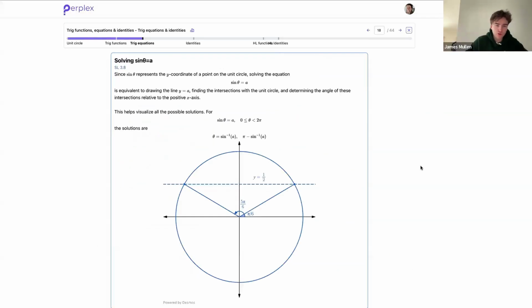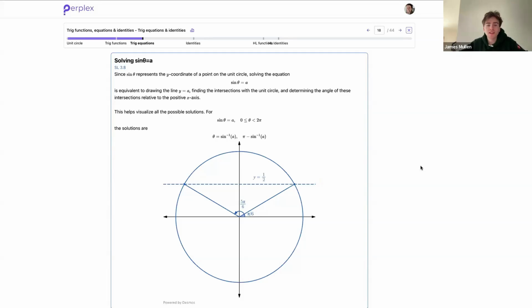Next. All right, now we're going to talk about trig equations. The most basic kind of trig equation is basically solving an inverse trig value. So instead of finding the value of sine for an angle, I can find the angle using what I know about sine. Let's say I know that sine theta is equal to a. Since sine theta represents the y-coordinate of the points on the unit circle, solving sine theta is equal to a is equivalent to drawing the line y is equal to a and finding the intersections of the unit circle with that line.